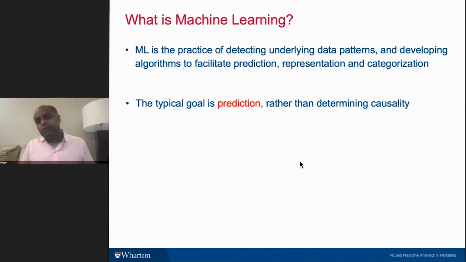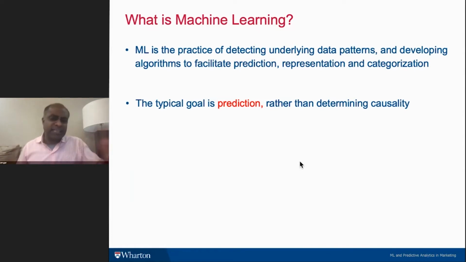Now, the typical goal of machine learning, just to make sure we're all on the same page, is better prediction. It's not causality typically. Why? Because there are so many things going on within the machine learning module that it's like a black box. I think it's great for kinds of decisions where all you care about is prediction. And there are many of those.